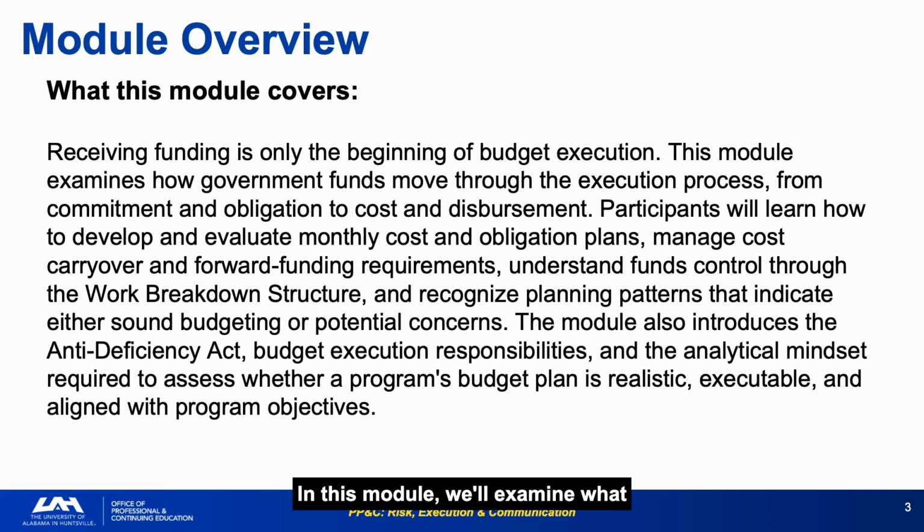In this module, we'll examine what happens after funding has been appropriated and how government programs execute those funds throughout the fiscal year. We'll follow the complete budget execution process, from commitment and obligation through cost and disbursement, while exploring cost planning, forward funding, funds control, and monthly phasing plans. We'll also discuss the Anti-Deficiency Act and the responsibilities that come with managing public funds.